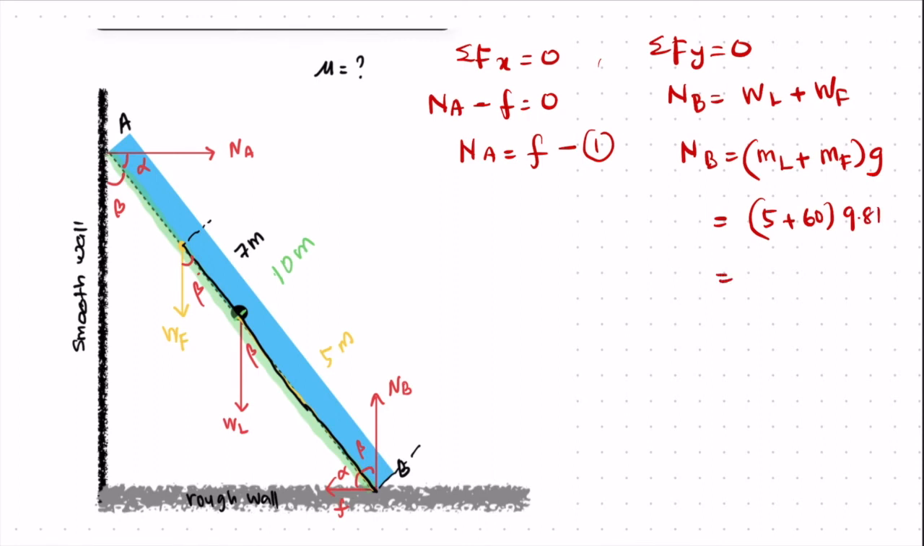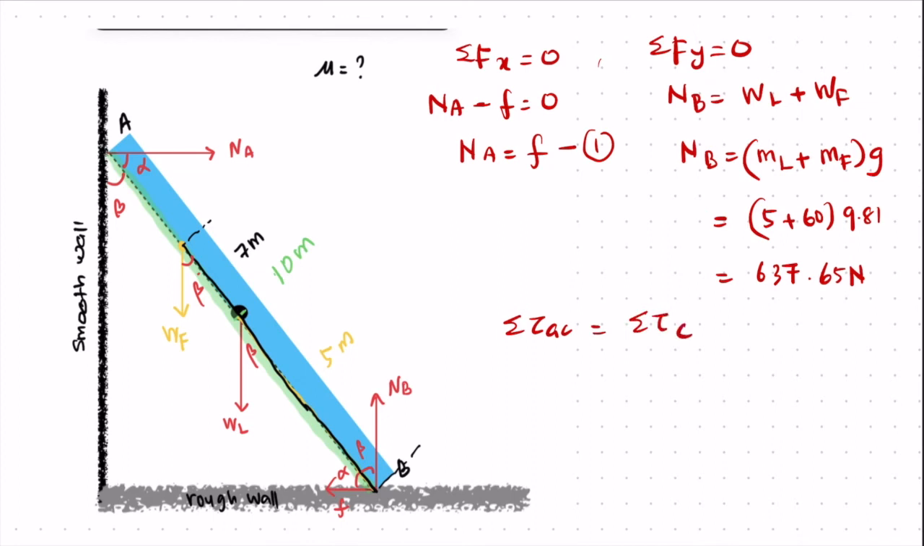When we calculate NB, we will get 637.65 Newton. Okay, this is NB. We need to find NA using the second method, which is total torque about AC equal to total torque about C.